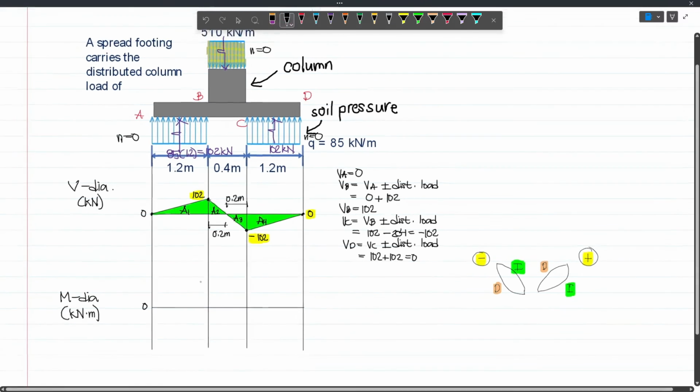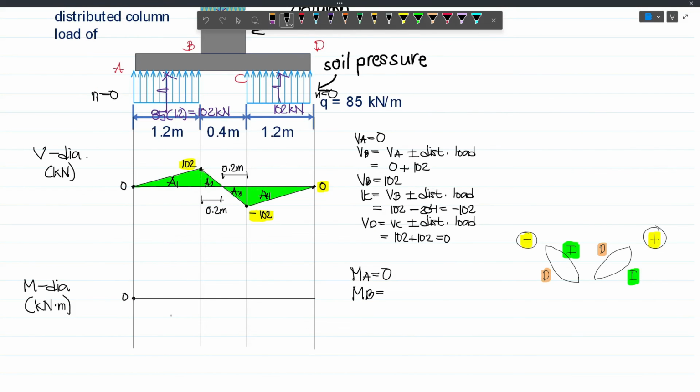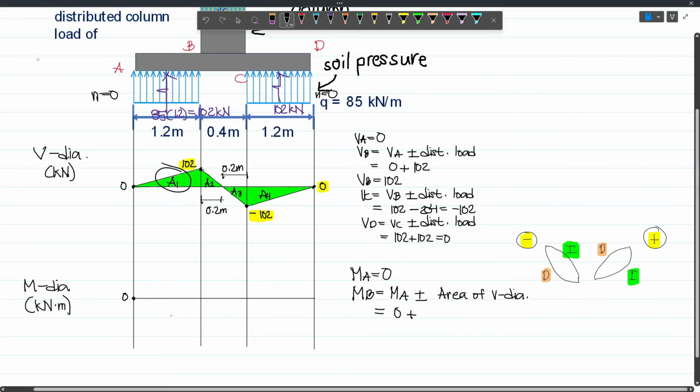And so, diba, we are starting from 0 for the moment diagram. And so, our MA will become 0. And then next, we have MB. Now, our MB will become MA and then plus or minus the area of the shear diagram. And then this area will be from A to B. And so, diba, this will become 0 and then plus because this is above the 0 line.